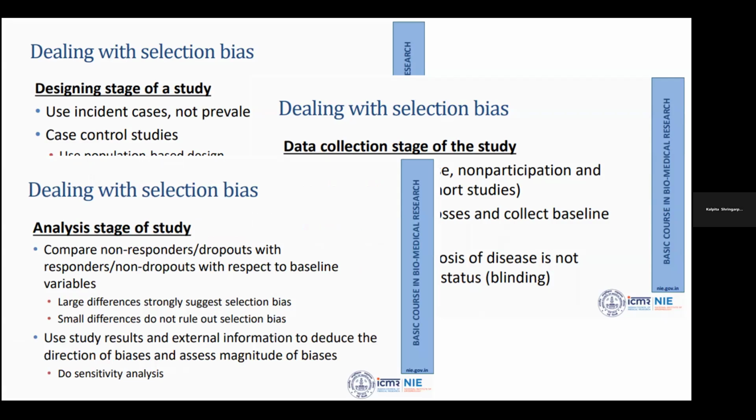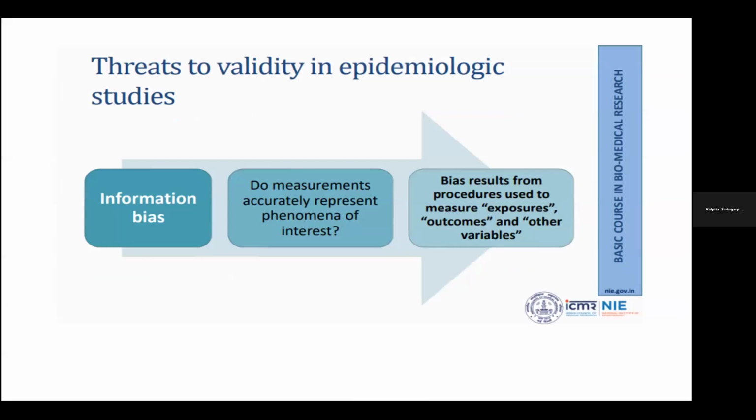I can also deal with selection bias in the analysis stage of the study, where I can compare whether they are non-responders, dropouts with those responders or non-dropouts who are there at the baseline. So that is one way of analysis. The other is what if analysis or sensitivity analysis. What if this person continues with the study and has an outcome? Or the second way of analyzing is what if they had continued with the study, but they did not get that particular outcome. So you often see sensitivity analysis being done when there is a huge amount of loss to follow-up.